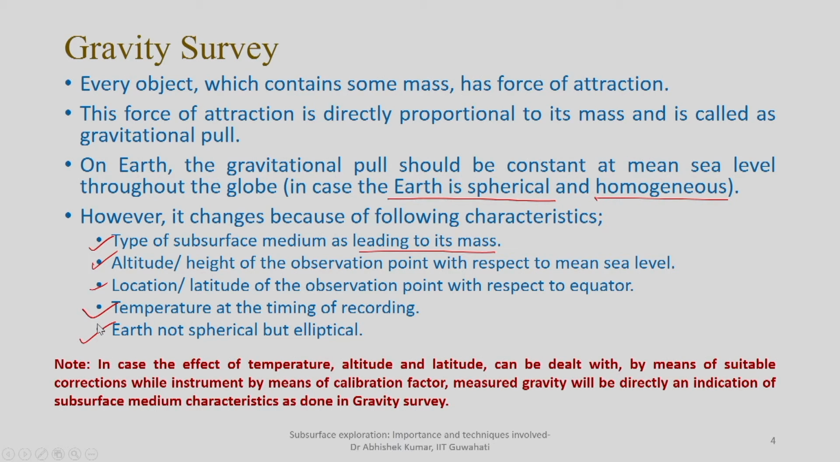So, what we understood here is that the gravitational pull throughout the earth is not constant, it can vary with respect to temperature, it can vary with respect to altitude, it can vary with respect to latitude. So, each of these variations can be dealt with by applying suitable corrections. If you know your observation point, if you know the values of these corrections because of altitude, latitude, temperature and so on, you will be able to understand.